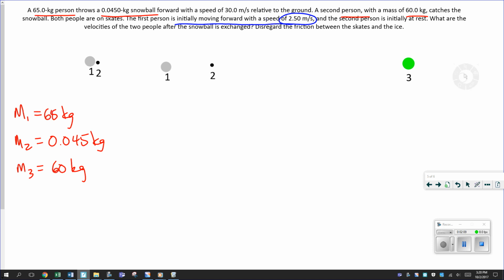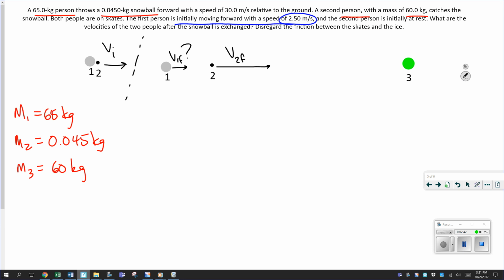So I'm going to draw my little delineation here between before and after. So before, they're moving like this. I'm going to call that the initial. Later, the snowball gets thrown, V2 final here. And then the question is, well, what happens to the person? I'm going to say there's a V1 final. I'm assuming it's to the right. Probably is. I guess our answer will tell us. So let's handle this part of the interaction first.